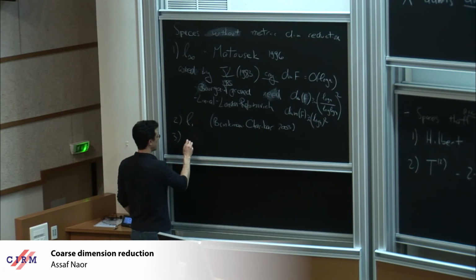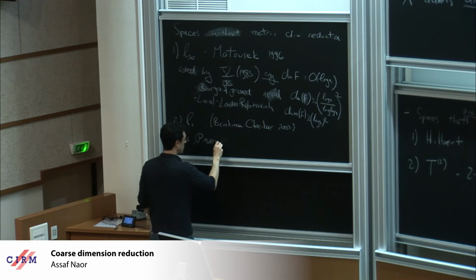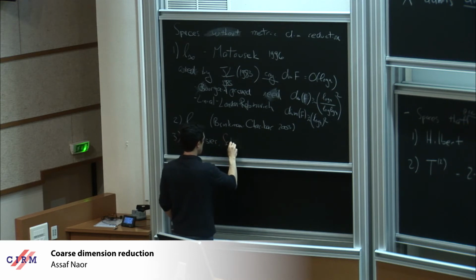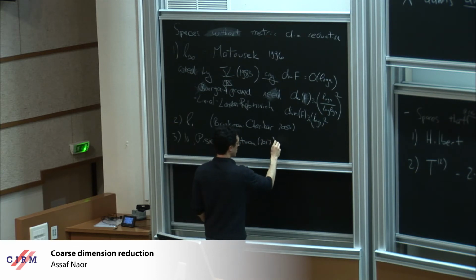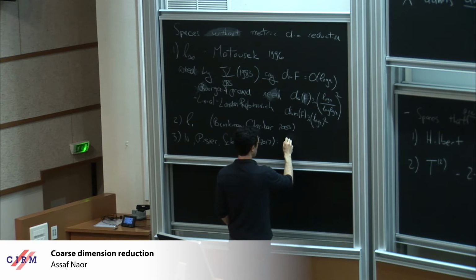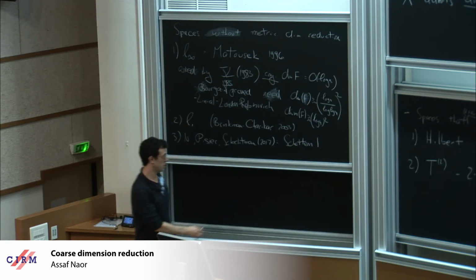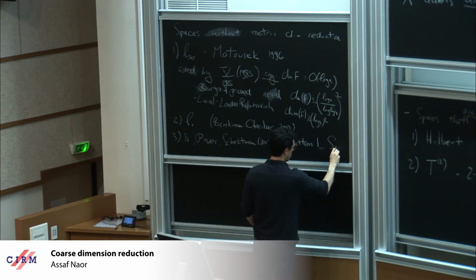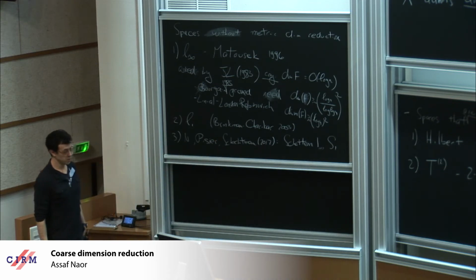With Gilles Pisier and Gideon Schechtman, very recently, it just appeared, also for Schatten one. In S1, the Schatten trace class, there's also no dimension reduction, and that's the extent of what we know.